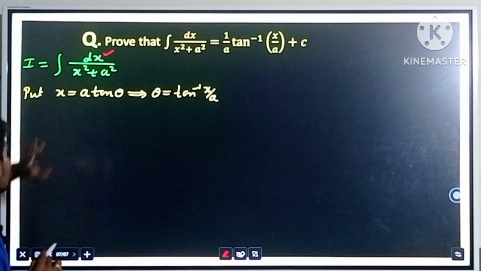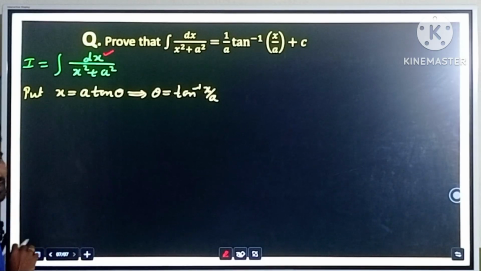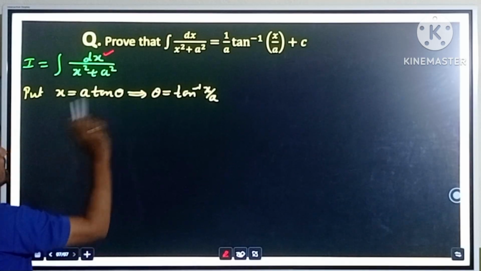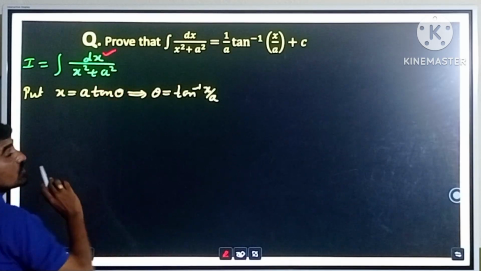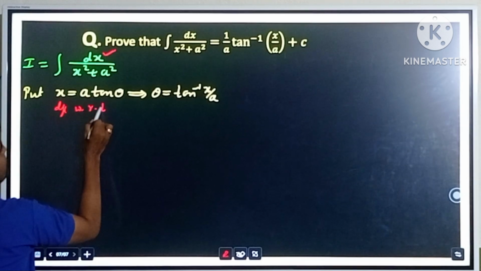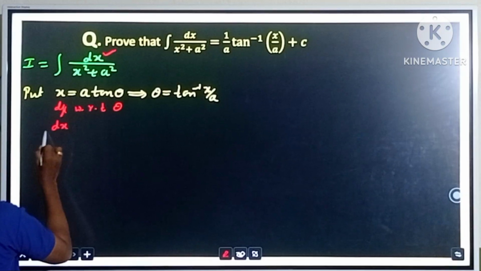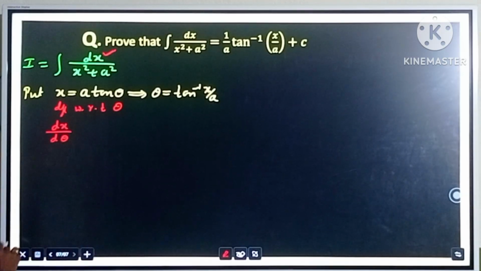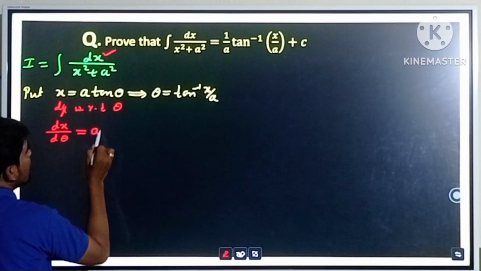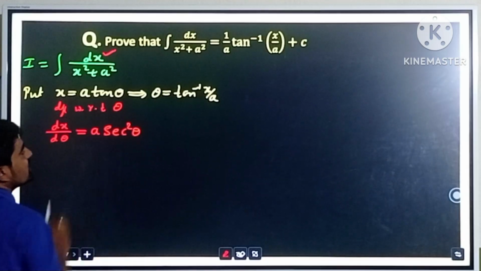x. Therefore, differentiate this x with respect to theta, because x is a function of theta, as well as we need to differentiate with respect to x. Therefore, differentiate with respect to theta. Derivative of x is dx by d theta, which is equal to a, as the derivative of tan theta with respect to theta is secant square theta.